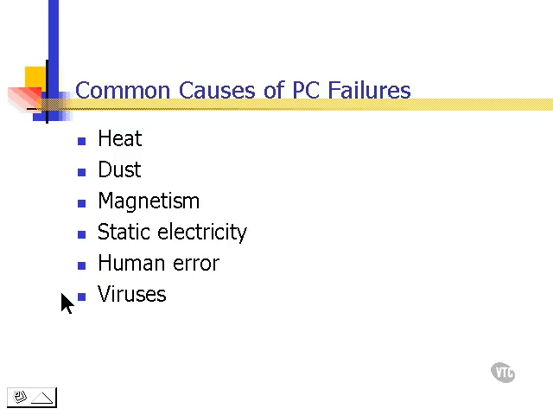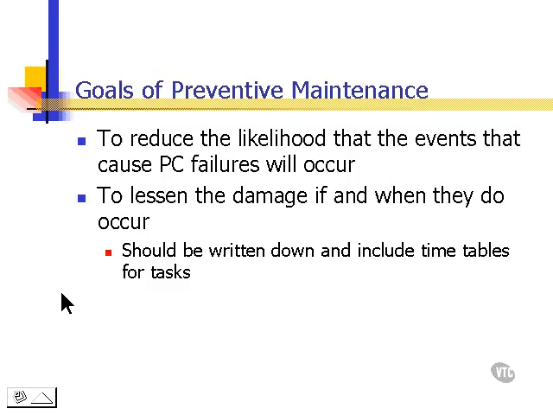So if we're constructing a preventative maintenance plan, the goal of the preventative maintenance plan should be to reduce the likelihood that events that cause PC failures will occur and to lessen the damage if and when they do occur. So we should have a written down plan, and it should include timetables for tasks.